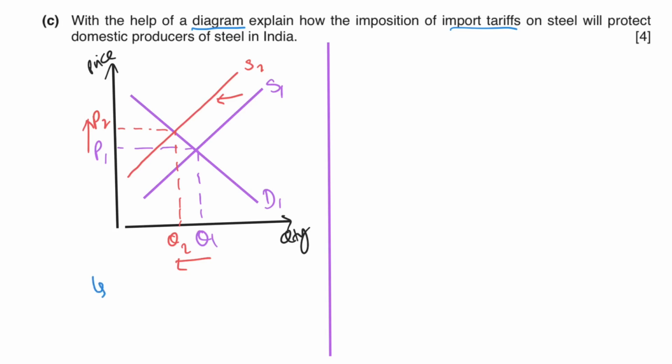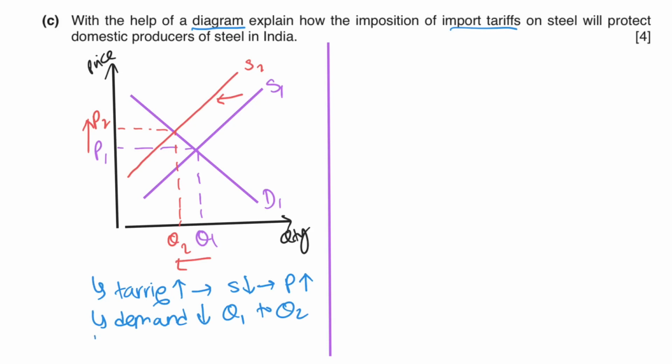So essentially what you want to say is that when a tariff is applied, then you're going to cause the supply to fall, which will cause the price of imported products to rise. And this leads to the demand for imported products to fall from Q1 to Q2. And how does this support the domestic suppliers? There will be more demand for Indian suppliers now, right? Because now the domestic suppliers will be supported as their domestic steel becomes more competitive.